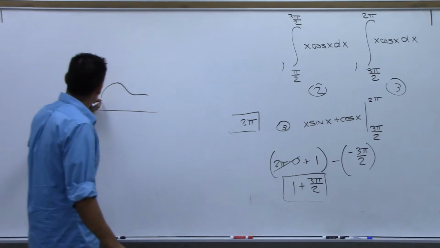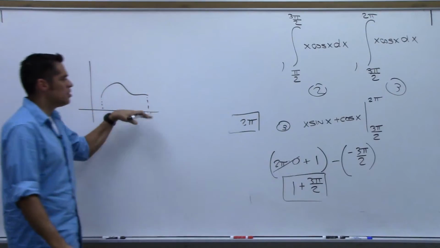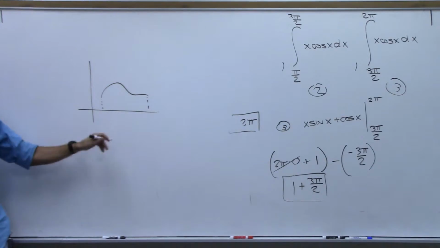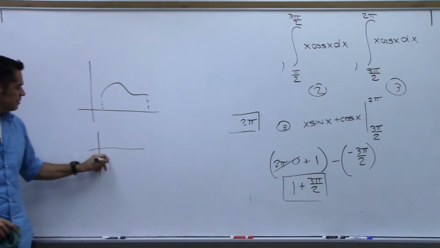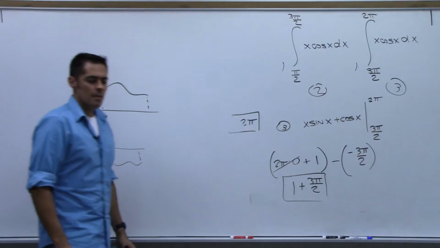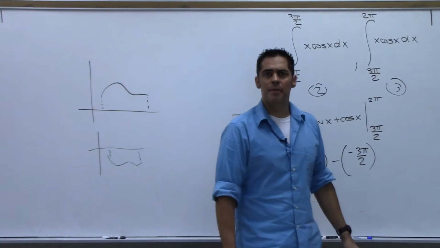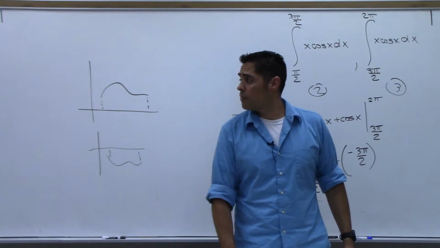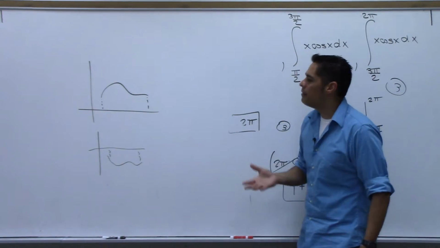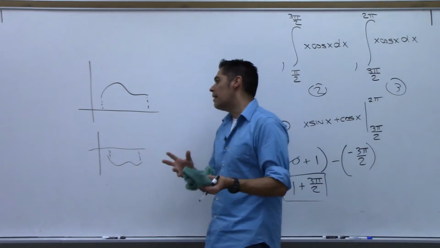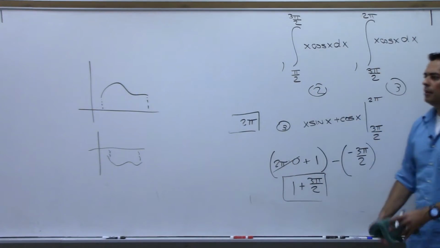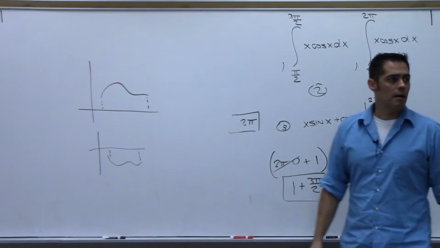So if the function is above the x-axis, then the area has to be positive. If the function is below the x-axis, then your area has to be negative. Your answer is going to be right, it's just going to be negative. But if it's like negative 2 pi, the area is really 2 pi. Right?